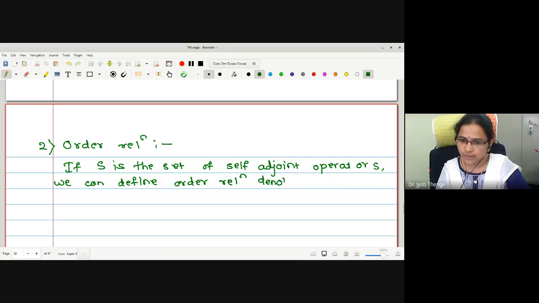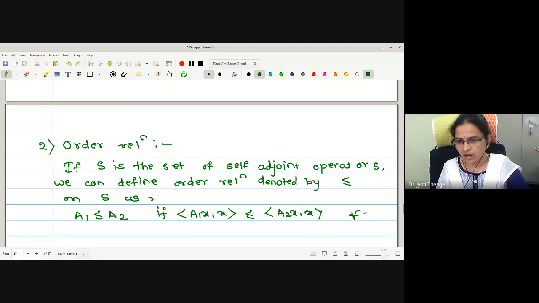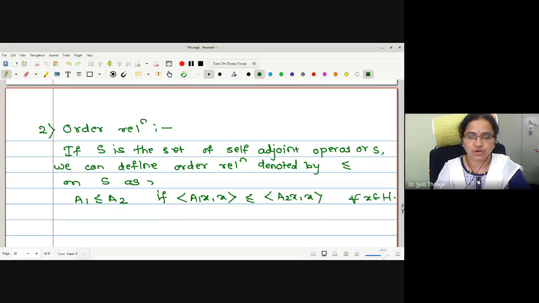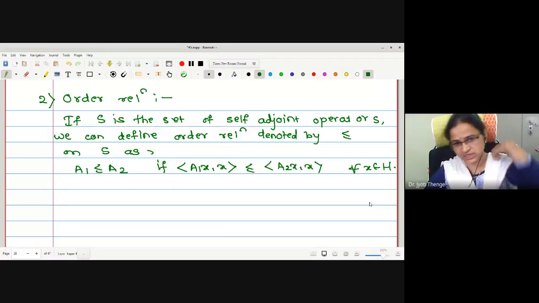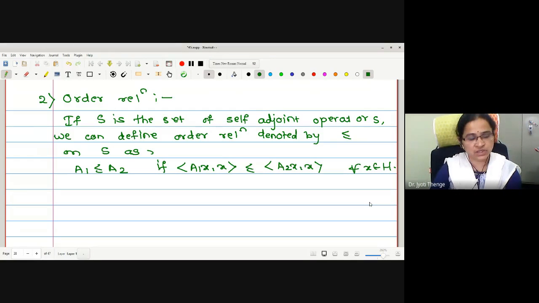Denoted by the symbol called less equal. What is it? A1 less than or equals to A2. In this comparison we are defining that the inner product of A1x with x is less than or equals to the inner product of A2x with x for all x in H. It means whenever we want to compare two self-adjoint operators with this less equal symbol, then A1 is less equal to A2 if and only if the inner product of A1x with x is less than or equals to the inner product of A2x with x.